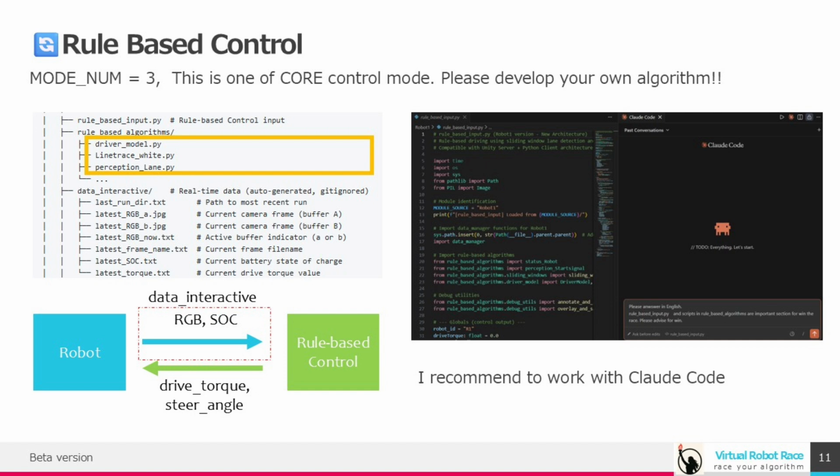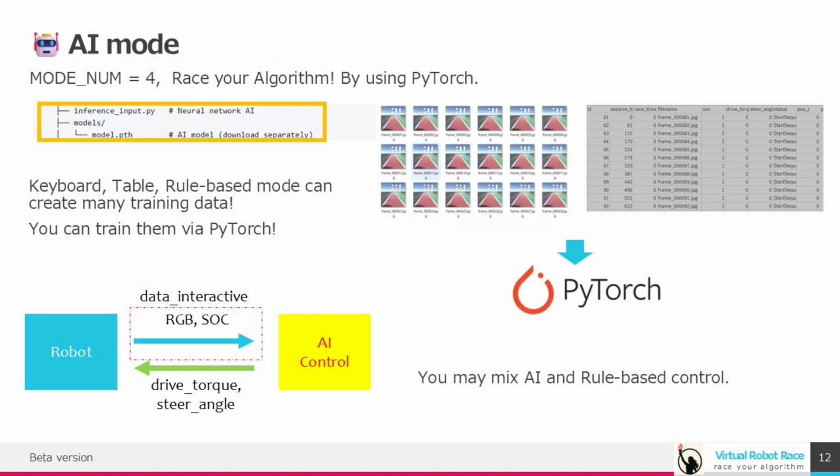Which brings us to the finish line, AI mode, mode number 4. The big one. This is where you race your algorithm by using PyTorch. And using PyTorch means they are serious about deep learning. But the brilliant part is how the other modes feed into this. All that data you generated.